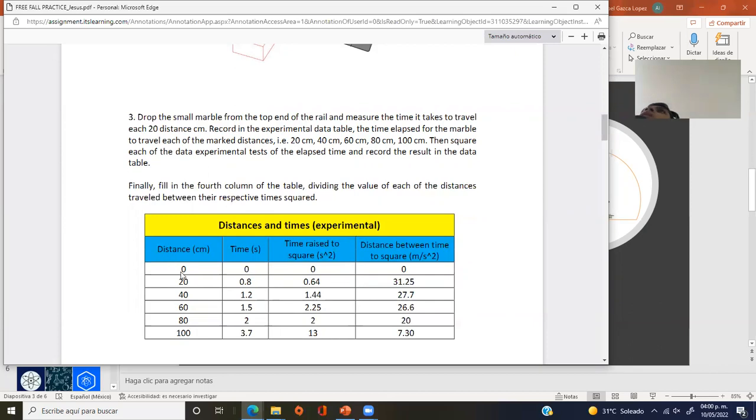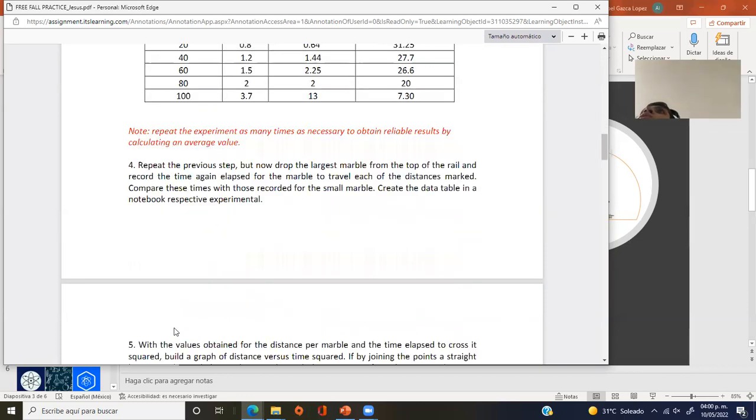Here is the table. 0 is equal to 0, 20, 0.8, 0.64, 31.25, 40, 1.2, 1.44, 27.7, 60, 1.5, 2.25, 26.6, 80, 2, 2, and 20, 100, 3.7, 30, and 7.30.